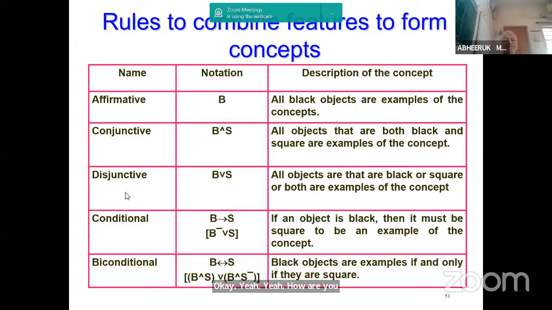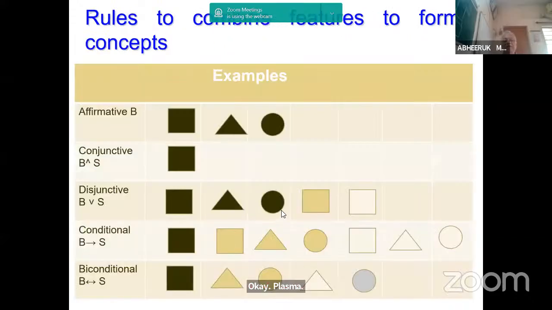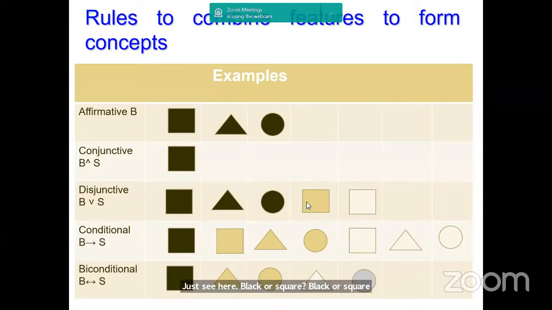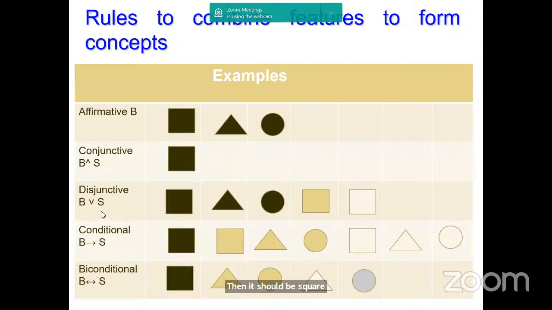Okay, so this is conjunctive. Disjunctive is all objects that are black or square. Just see here. Black or square. Black means any shape. If it is not black, then it should be square. Okay. So this is disjunctive. So these are the different rules.